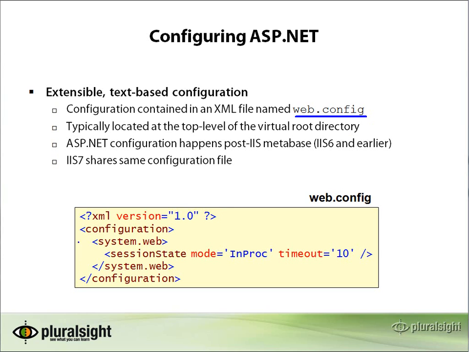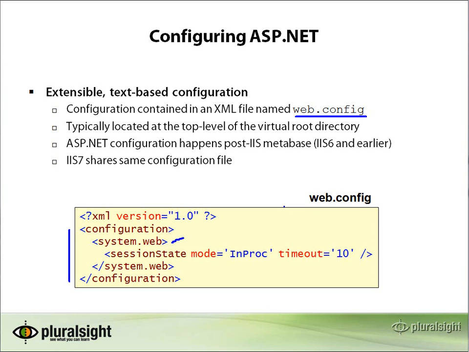So the format for the file is just an XML format that's shared by many other elements of .NET. You just have a root configuration element, and inside of that you have nested elements which apply to ASP.NET. Most of ASP.NET is configured within the system.web element, as you see here, and there are many sub-elements within there that let you configure various aspects of ASP.NET.